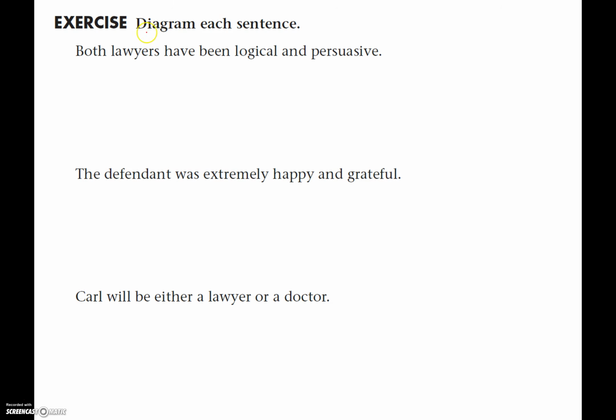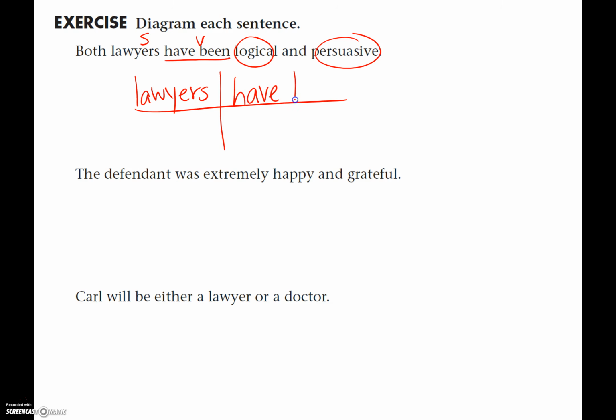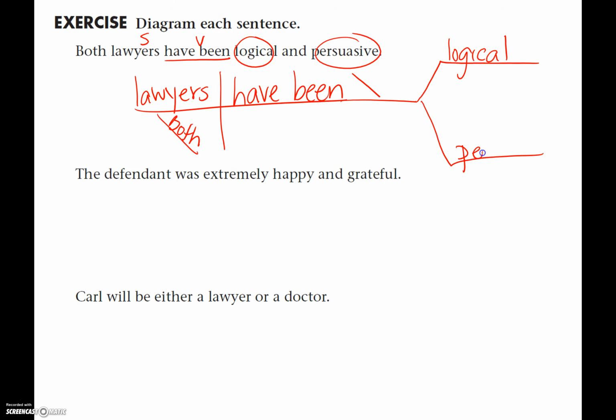In the first one, we have lawyers have been logical and persuasive. So lawyers is going to be our subject. Have been is our verb phrase. Both is describing the lawyers. And then when we get out to our complement here, we're going to have a diagonal line, and then it's going to split for logical and persuasive, because both of those are complements. We're going to use a dotted line with our conjunction and.